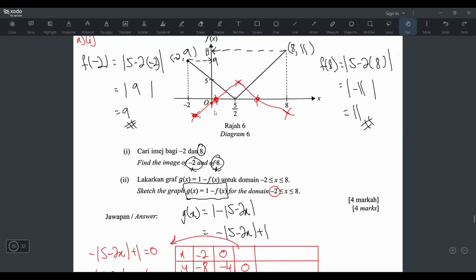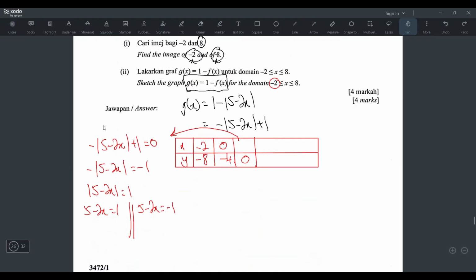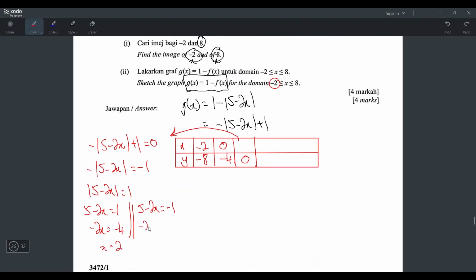That's why I said there are two x-intercepts. Remember, I told you just now, there are two x-intercepts, right? See, there are two answers. So first one, negative 2x equals 1 minus 5, negative 4, and then negative 4 divided by negative 2 is positive 2. This one is negative 2x equals negative 1 minus 5, negative 6, and then x equals 3. So this is 2 and 3.